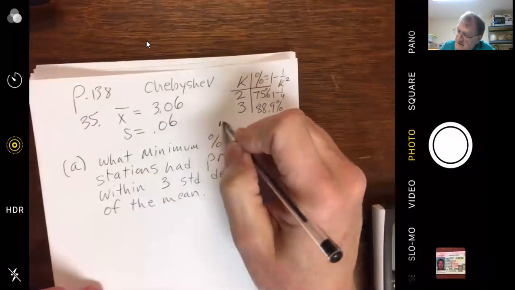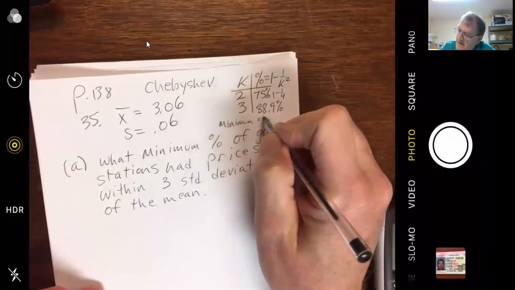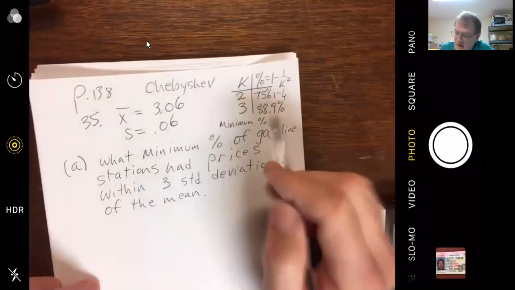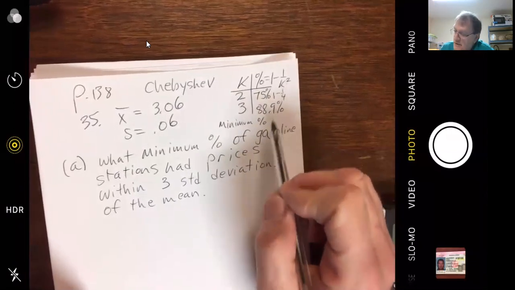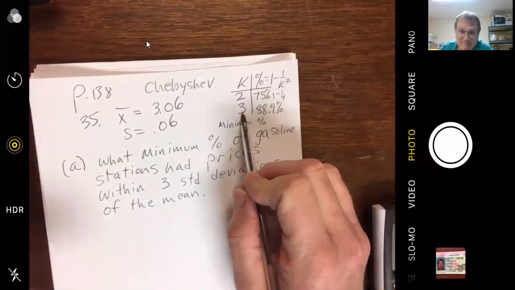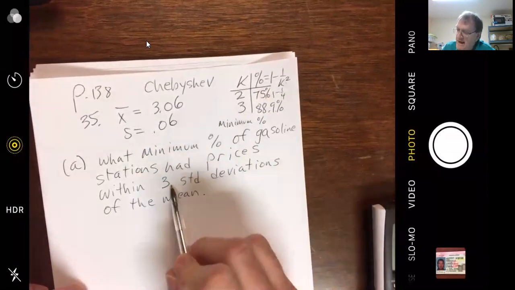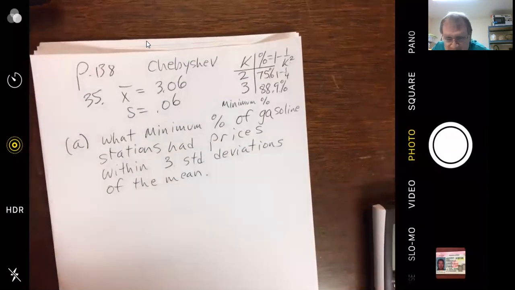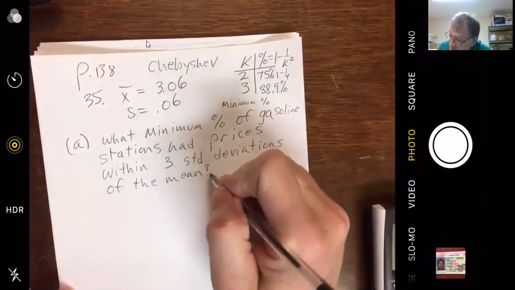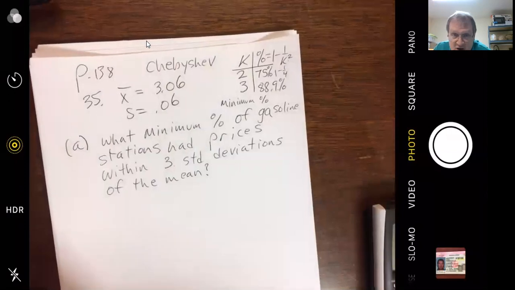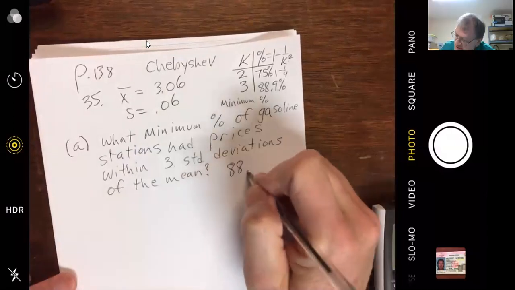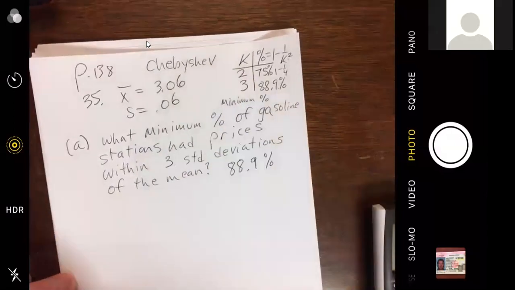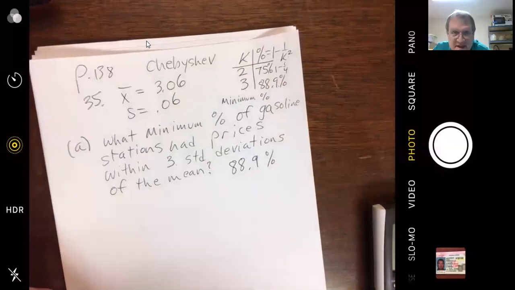These are minimum percentages. It's a universal truth that for any random set of data, a minimum of 88.9% of them will lie within 3 standard deviations of the mean. So that's what they asked for in part A. What do you think the answer is? So easy, it's hard. 88.9%. Should I put a whole bunch of these on the test? Yes, please. I had to lay awake all night thinking about that, I bet.